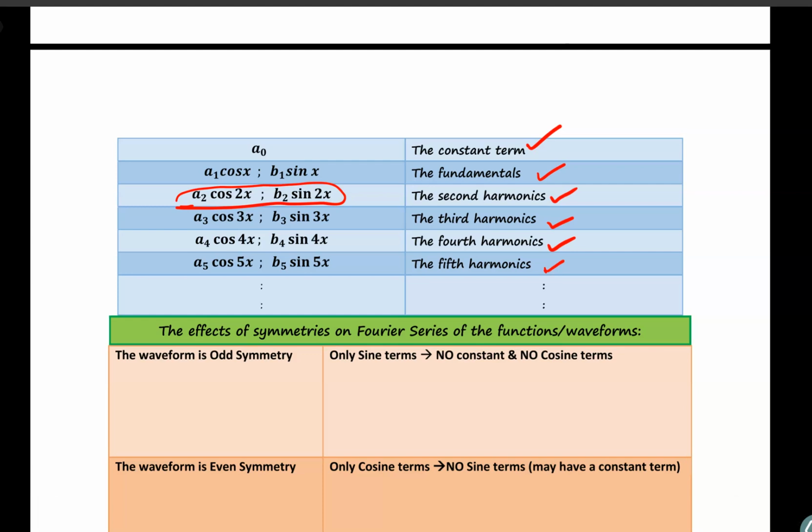Again, a0 is a constant term, the very first term in the Fourier series. If you have a1 and b1, it's called the fundamental. As soon as you have a2, b2, a3, b3, then you count each term as the second, the third, or the fourth harmonic.